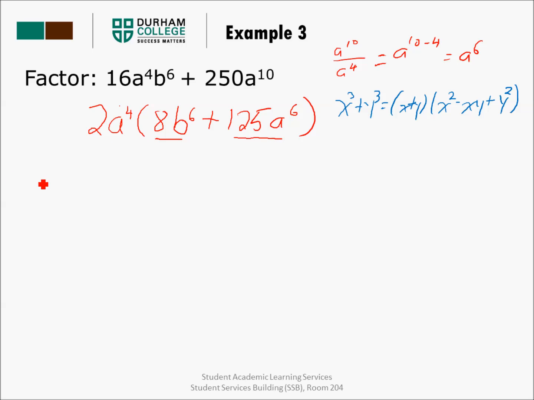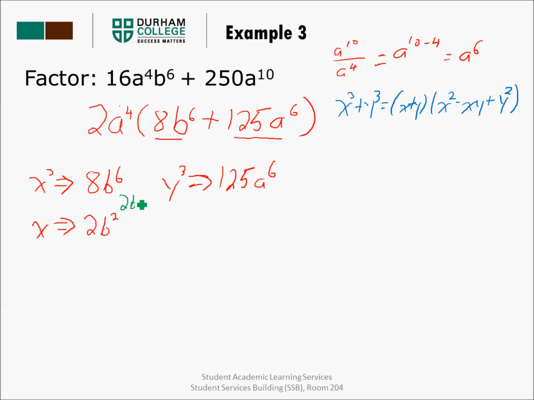Okay. Now I take the two things here and substitute them in. So the x cubed from the formula is turning into 8b to the 6th, and the y cubed is turning into 125a to the 6th. Now x is just the cube root of what we started out with here, so that's going to be 2b squared. Now can you see why that is? If I take 2b squared and cube it, all in brackets, you get back to where we started here.